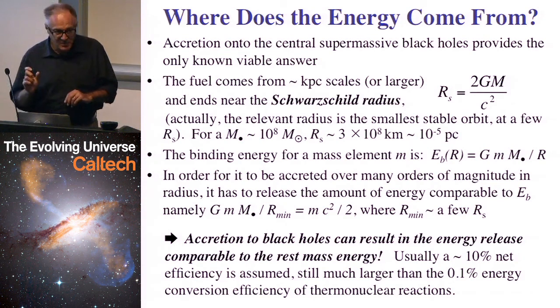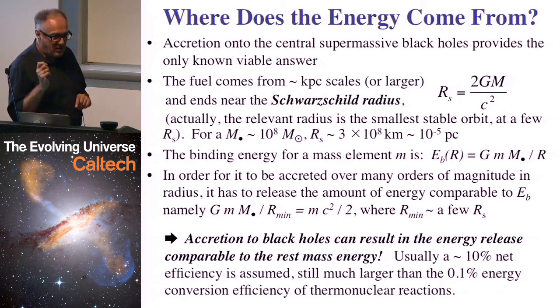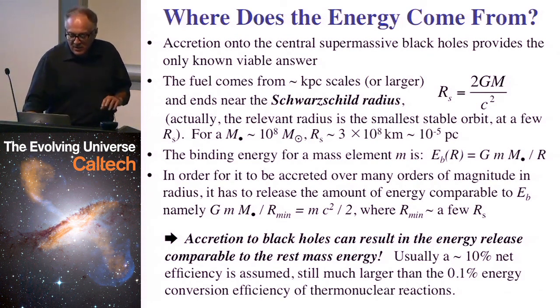It's closer in for spinning black holes, which means a larger amount of rest mass energy can be radiated away by a spinning black hole. And so that's the efficiency factor, which is maybe a few percent on average, and so a few percent of the rest mass energy of the infalling material gets turned into radiation.